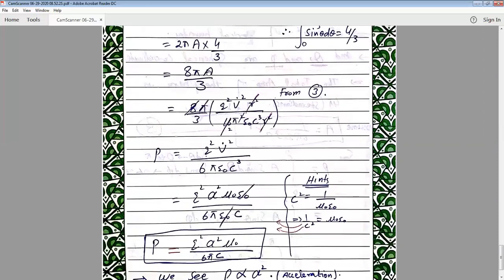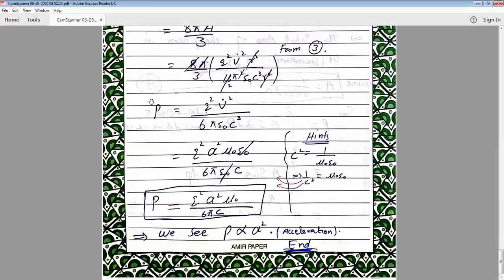Now putting the value of A from the previous equation, we see that this becomes this. Now after applying some simplification, we get the power equal to q square and v dot square over 6 pi epsilon naught c cube. This v dot is the acceleration, or the time derivative of v.